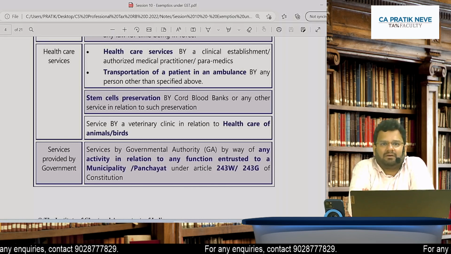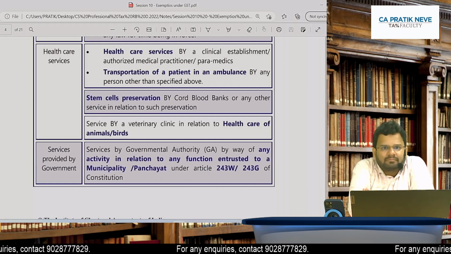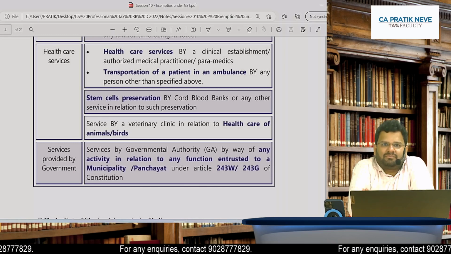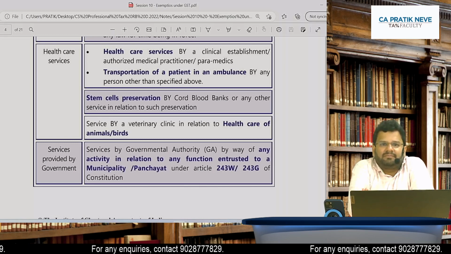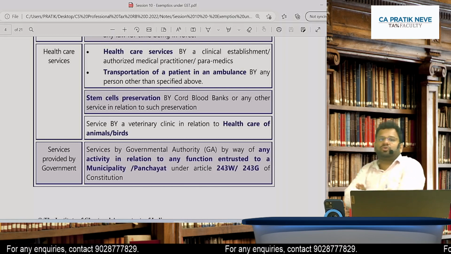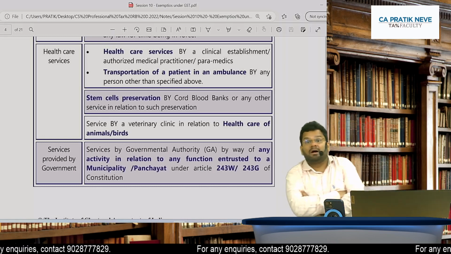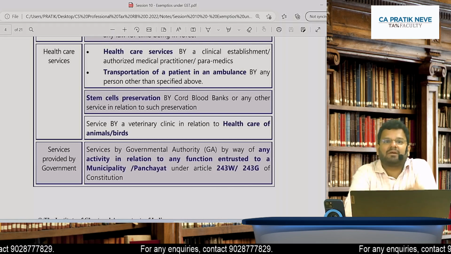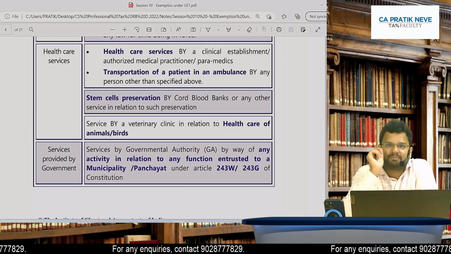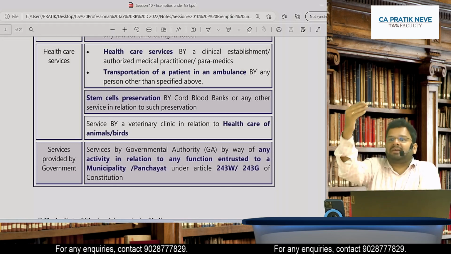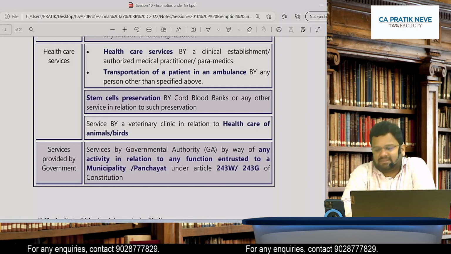You know what is a vet? VET, vet. Doctor of animals. Agreed. So even their services are exempt. Even blood bank services are exempt. Now what you should understand is two things. When I talk about hair transplant or cosmetic surgery, that is kept out of healthcare, so that will become taxable.